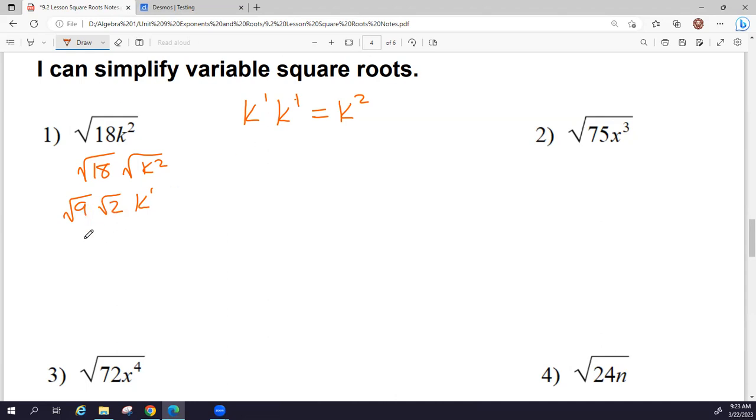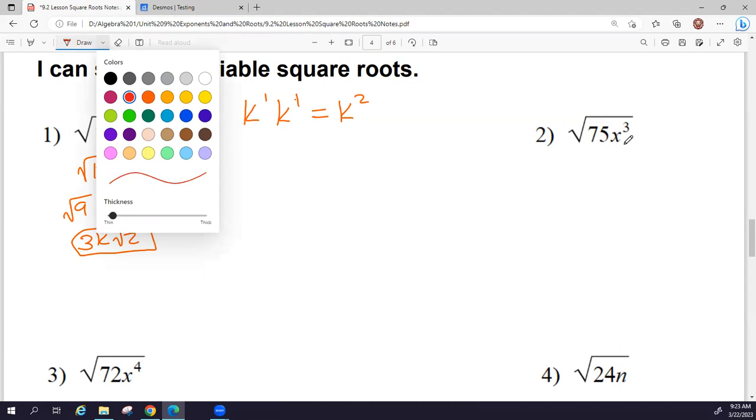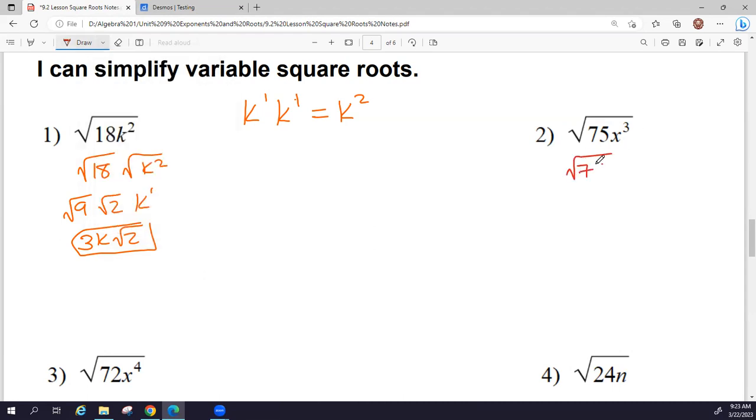9 is a perfect square. The square root of 9 is 3. I'm going to put the K next to that 3, and then the square root of 2 doesn't change. If you haven't noticed, we can break these square roots that are being multiplied into individual square roots. So I like to break up the numbers and the letters. 75 is the square root of 25 times 3. The square root of 25 is 5. The square root of 3 is a decimal like we've seen before, so it stays the same.